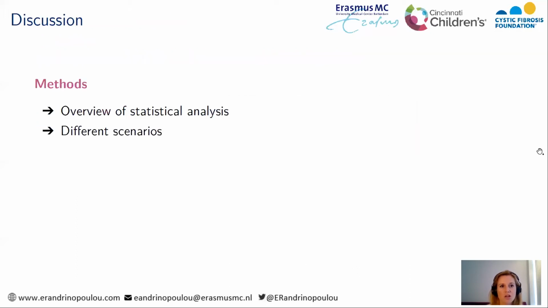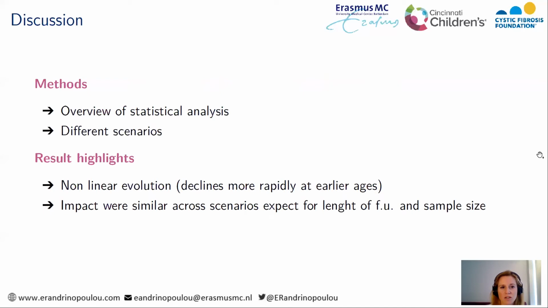So discussion. In this presentation, we gave an overview of the statistical models that have been used in the literature of cystic fibrosis, and we investigated also what happens when we assume different scenarios. Some result highlights. So the nonlinear evolution seems to be the best for our data. However, up to year 30, we saw that the evolution is linear. And of course, the impact were similar across scenarios, except for the length of the follow-up and the sample size.